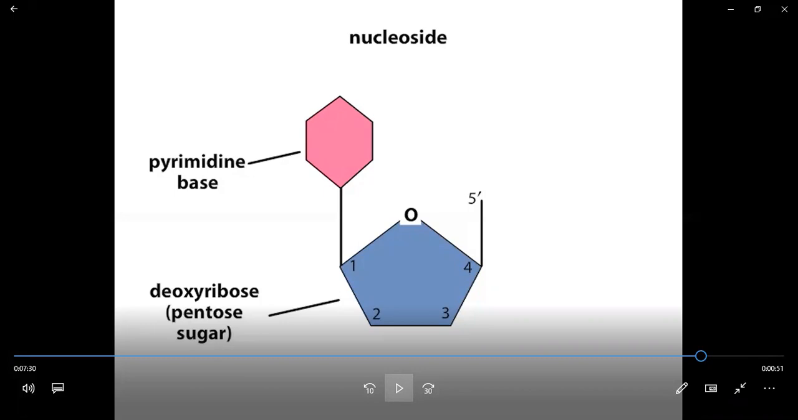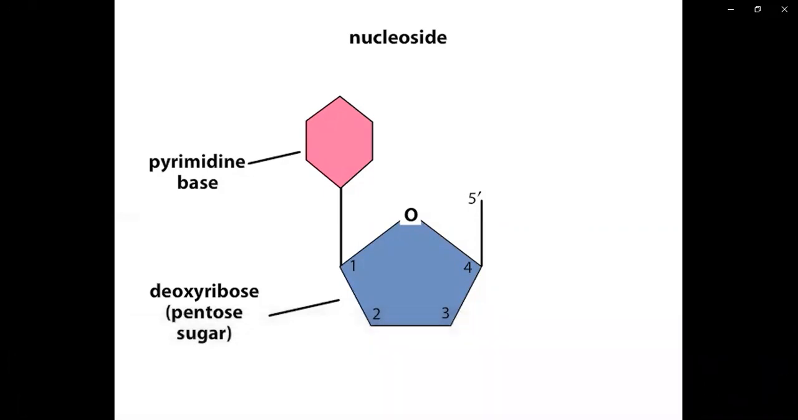This structure is a nucleoside. But when a phosphate group also attaches at the 5' position, then these three components together become a nucleotide. So there is a difference between nucleoside and nucleotide. In a nucleoside only two components are there: sugar attached with the base. In a nucleotide, along with these two components, the third component, called the phosphate group, is also attached at the 5' position. In RNA, the thymine base is replaced by uracil.